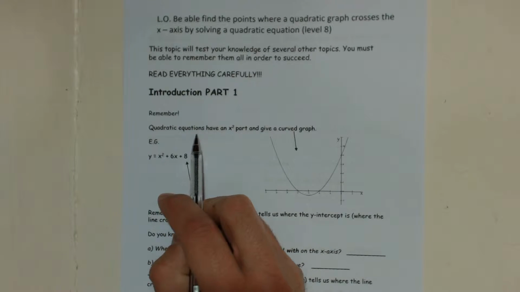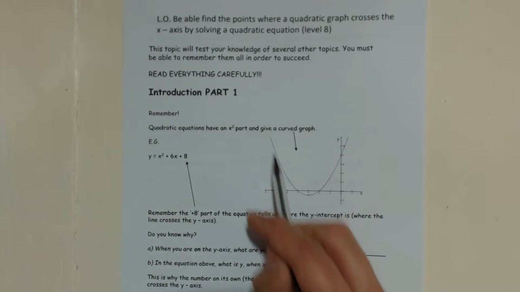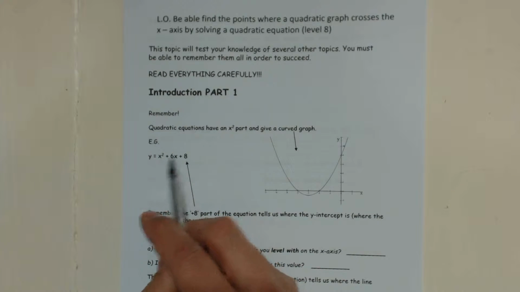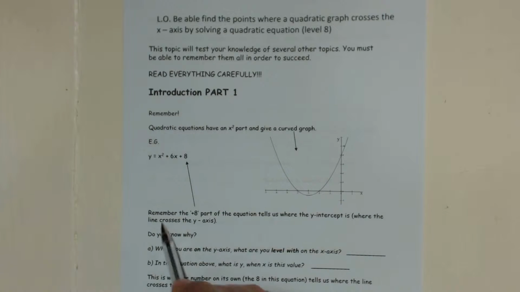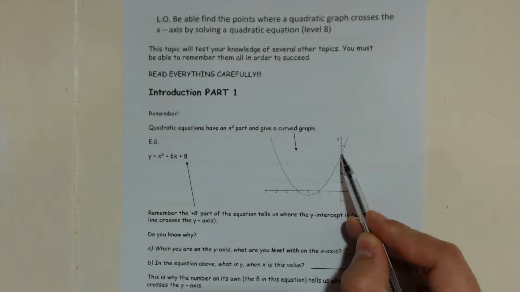Introduction Part 1. Make sure you read everything carefully. So quadratic equations have an x squared part and they give a curved graph. There's the curved graph of y equals x squared plus 6x plus 8, and there's the x squared part. Remember, the plus 8 part of the equation tells us where the y-intercept is. That's where the line crosses the y-axis. So plus 8, and look, the line crosses the y-axis there.